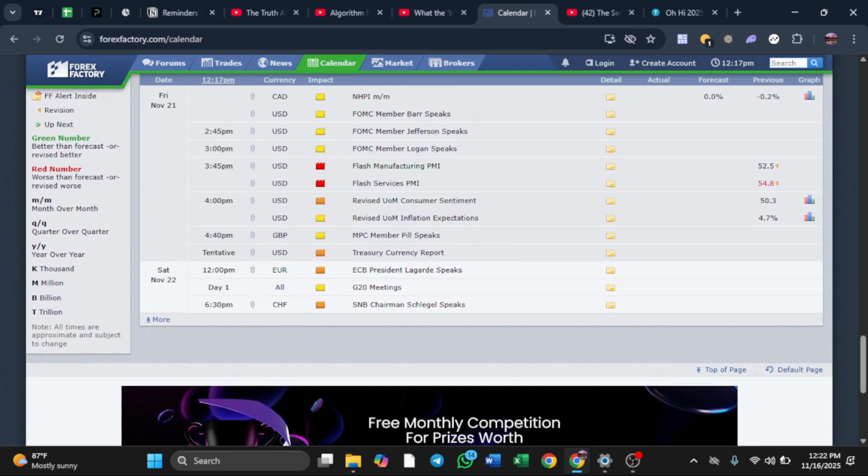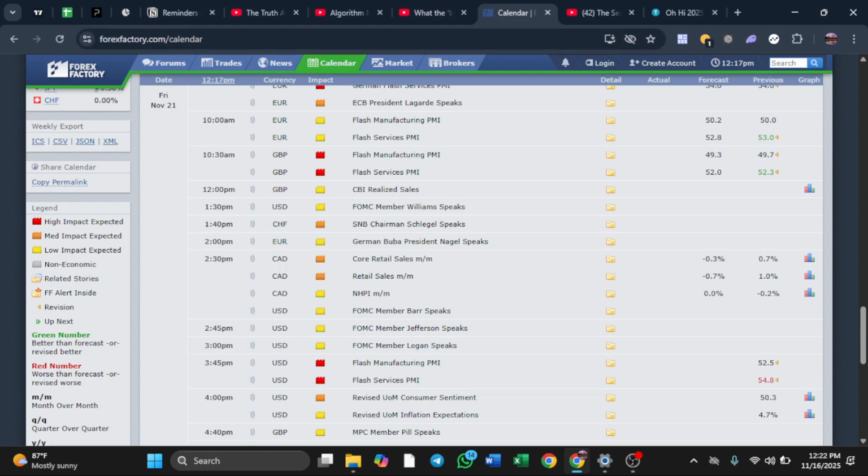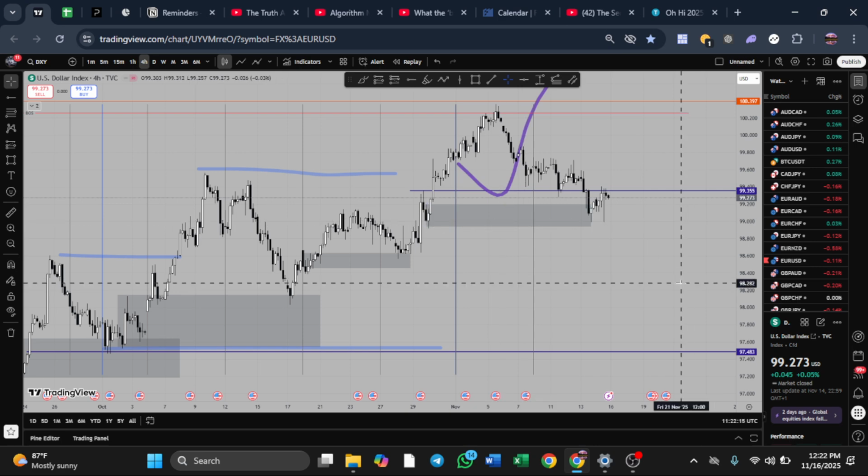And then we have the PMIs on Friday. Nothing much for this week, but also the Japanese stimulus. I think it should come into effect this week. I read it somewhere. So with that, we go to the Dixie.